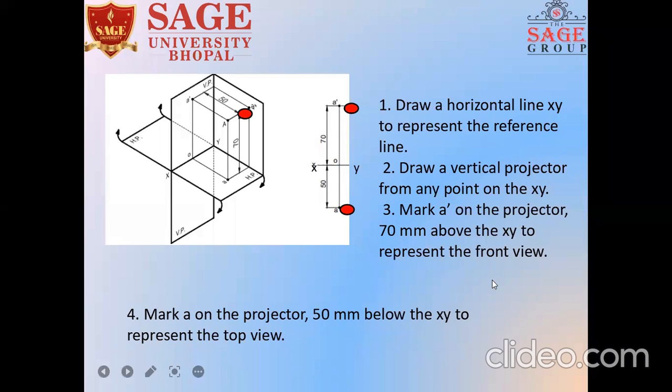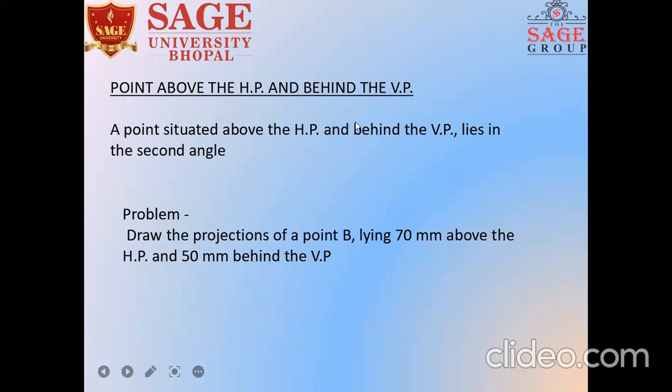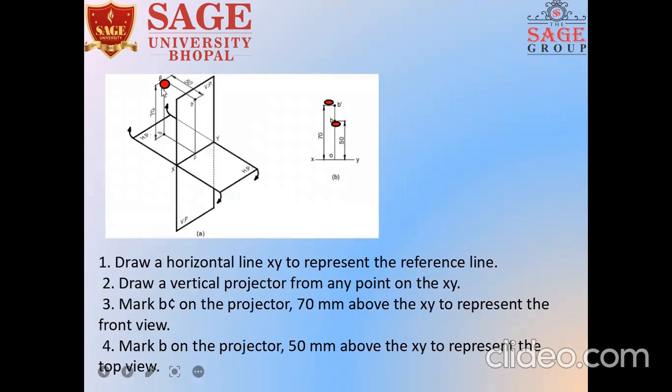Now I'm taking the second position: point above the HP and behind the BP. In this situation, our point is situated in the second quadrant. Now I'm taking the problem: point B is 70 mm above the HP and 50 mm behind the BP. So in this question, B is 50 mm behind the BP and 70 mm above the HP.